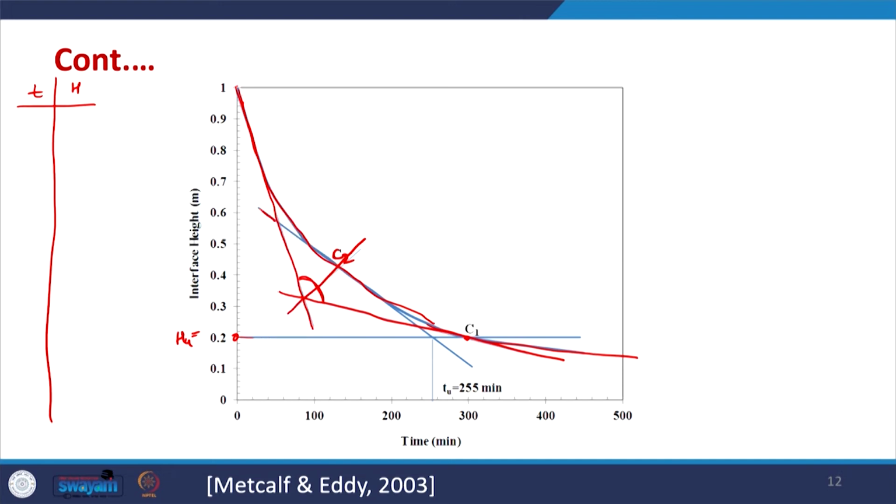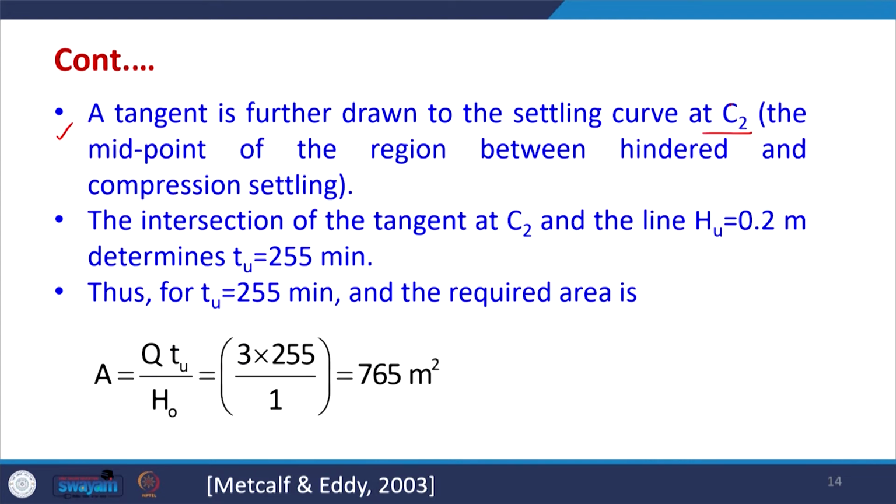Okay, so you can see here a tangent has been drawn. This tangent meets the initial horizontal line at this point, the point corresponding to which the time is known, and that time is 255 minutes. This is what is written: the intersection of the tangent at C2 and the line HU is equal to 0.2 meter, determine the time TU is equal to 255 minutes.